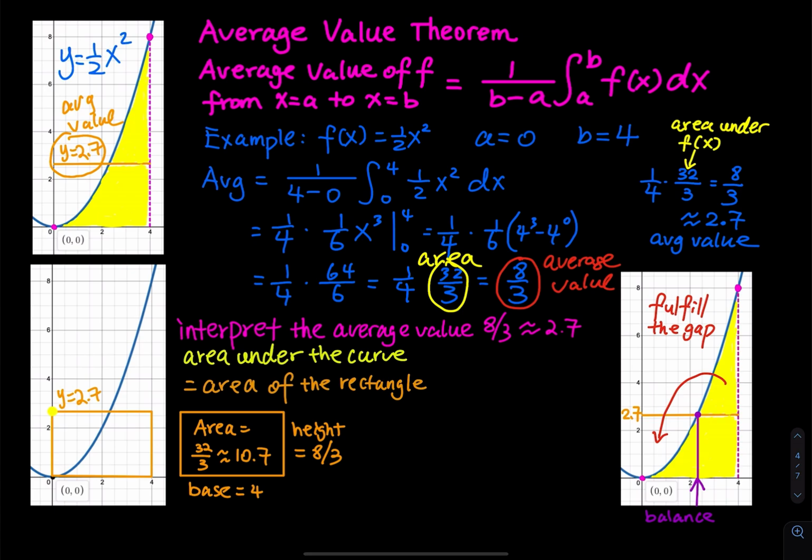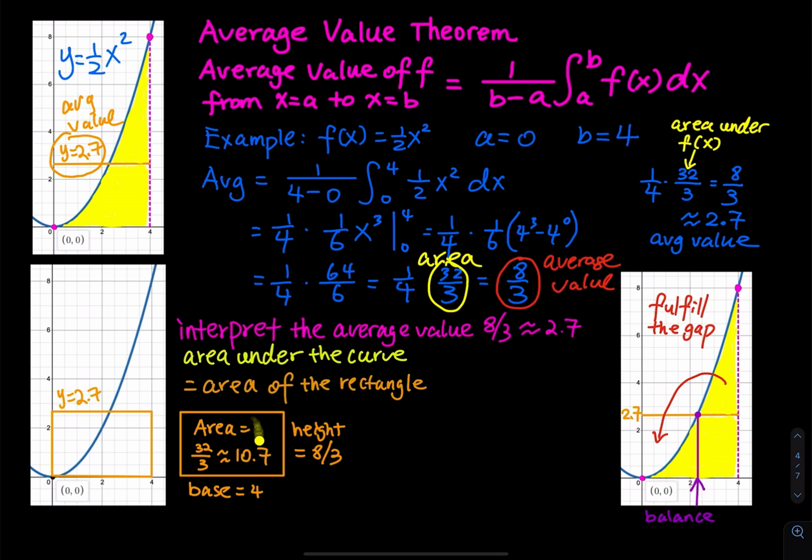So at y equals 2.7, I get a line over here, and the base is from 0 to 4. That is what I asked you to do, right? That is what the definite integral from 0 to 4 is. And y is equal to 2.7, the base is equal to 4. So that gives me a rectangle where the base is 4 and the height is 2.7, or in fraction 8/3. So the area of this rectangle is 4 times 8/3, which is 32 over 3, approximately equal to 10.7.